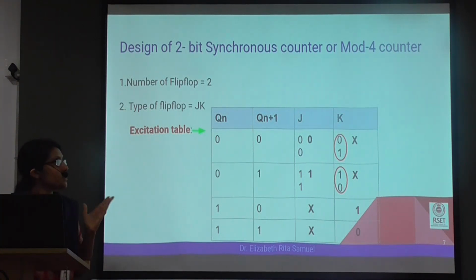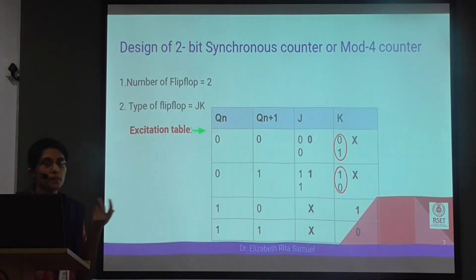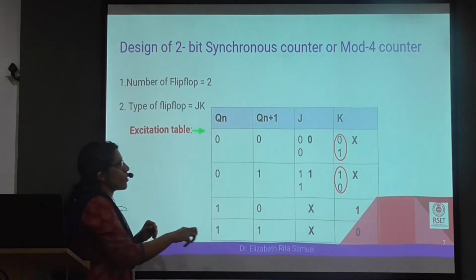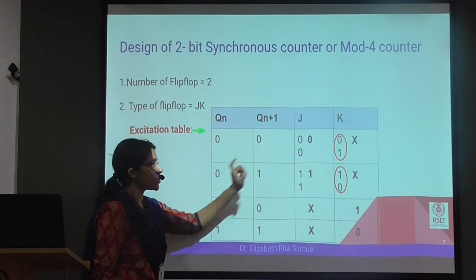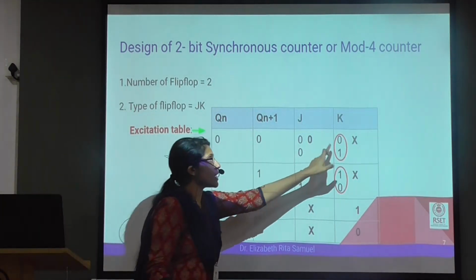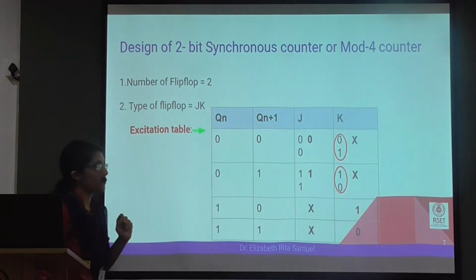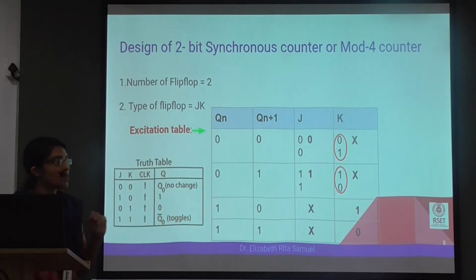So according to the steps we know, once we fix on the type of flip-flop, we have to obtain the excitation table. Now what do we mean by excitation table? The excitation table is when you have the previous value of your output, and we need the next value. To obtain this next value, what are the inputs that we can provide to the JK? To get a better idea, we can look into the truth table of the JK flip-flop.